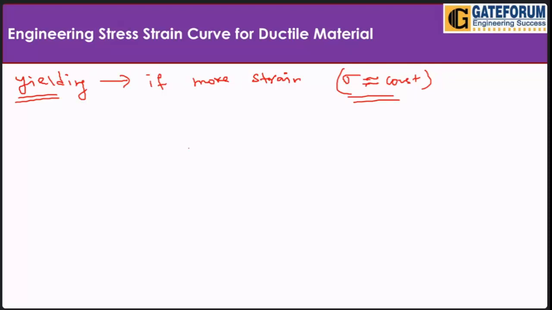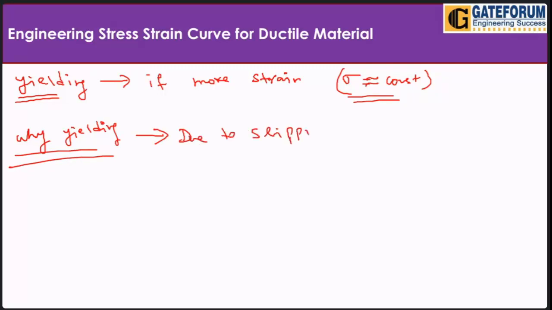But why yielding? The question is why yielding occurs in the material, and the answer is due to slipping of carbon atoms in the crystal structure.